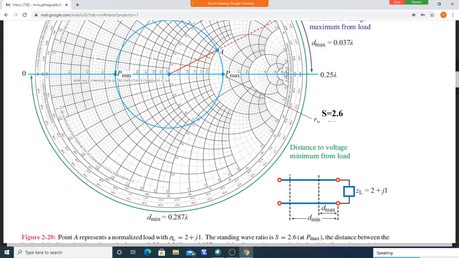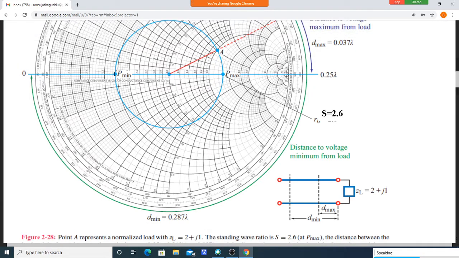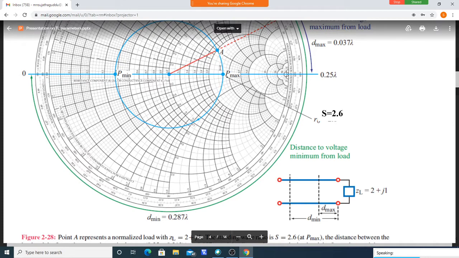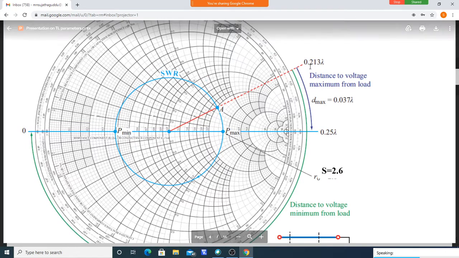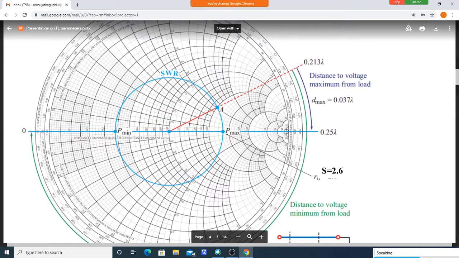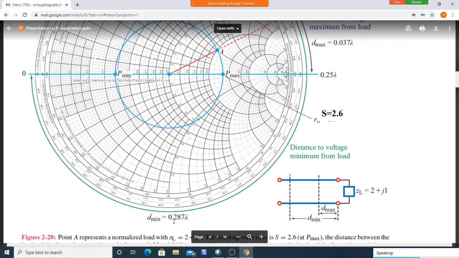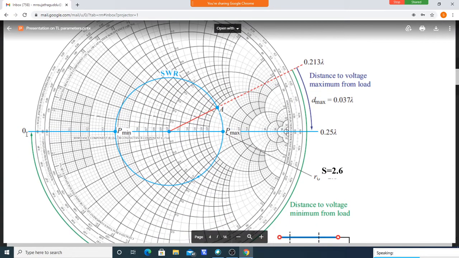Okay, but at what distance is this minima? So what we have to do is measure the distance from the load again. From the load, we moved like this, and we reached this point. So what is the distance from here to here that we should measure? The distance at this position is 0.13 lambda. We moved like this and reached here. So what is the distance, which is 0.5 here? 0.5 minus 0.213 you do. This is the max here, 0.49 lambda.